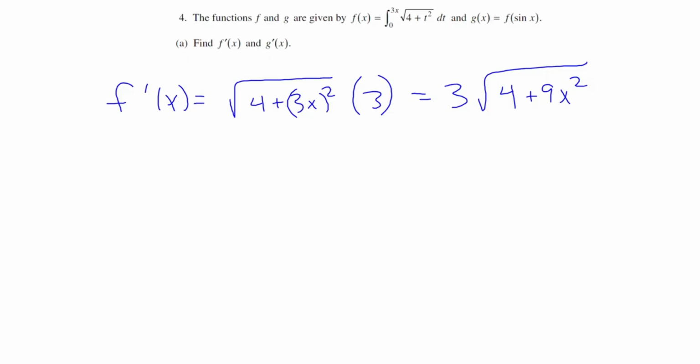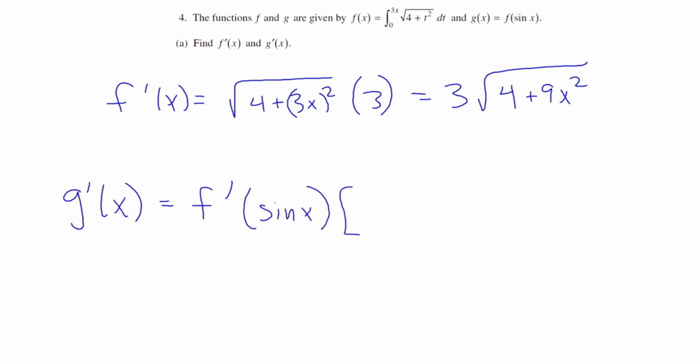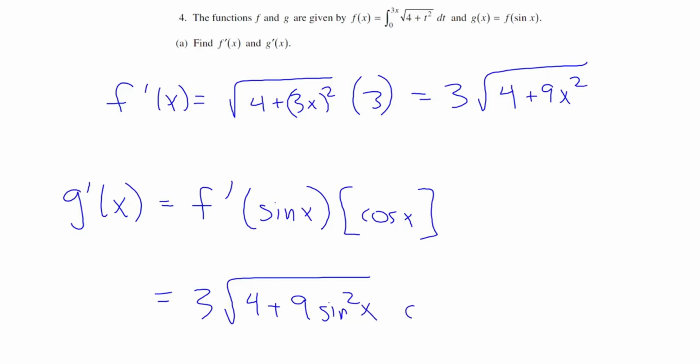And then to find g prime of x, well, g prime of x is just a chain rule problem. It's f of sine x, so it should be f prime, the derivative of the outer function, evaluated at the inner function, times the derivative of the inner function. Well, f prime of sine x is just going to be 3 root 4 plus 9 sine squared x, and then times cosine of x. And they gave you 4 points here for that: 2 points for f prime and 2 points for g prime.